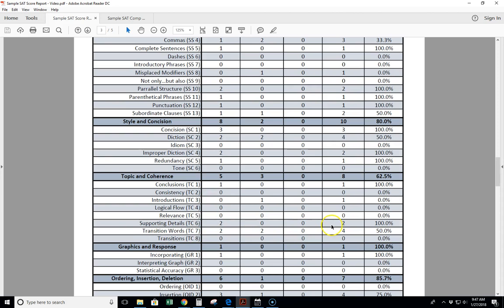Transition words, like this individual here, 2 of 2 got correct. Okay, yeah, no, I'm sorry, transition words got 50% of those correct. So those are ones, if you only got 50% of that, you definitely want to go back and investigate.